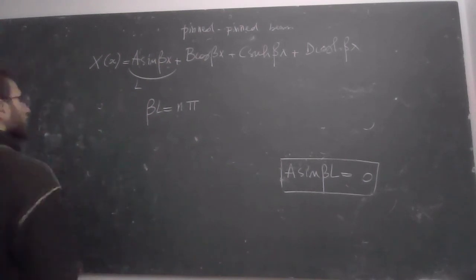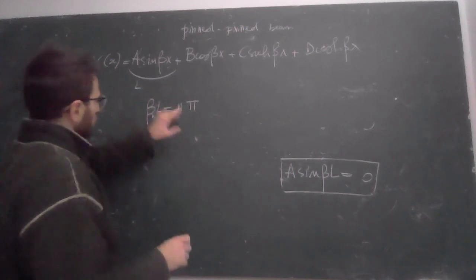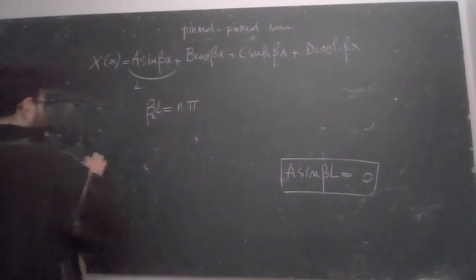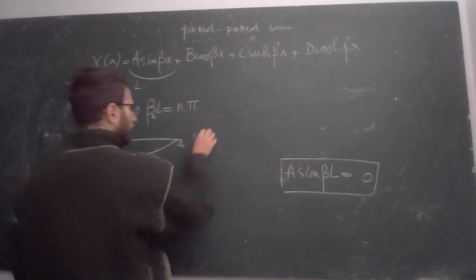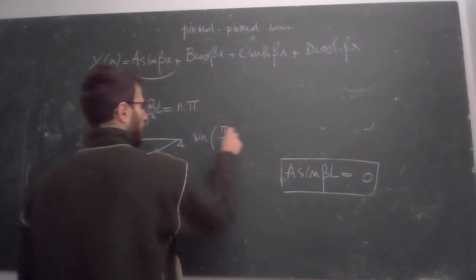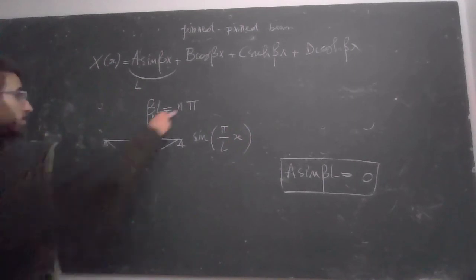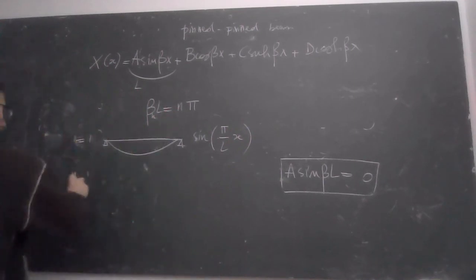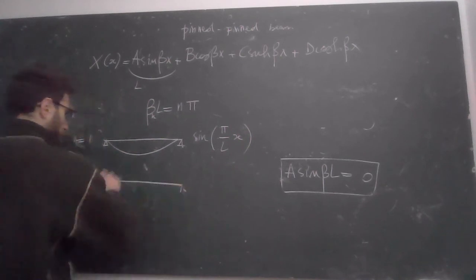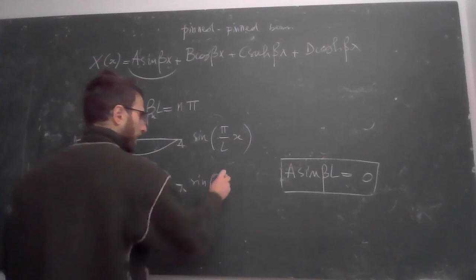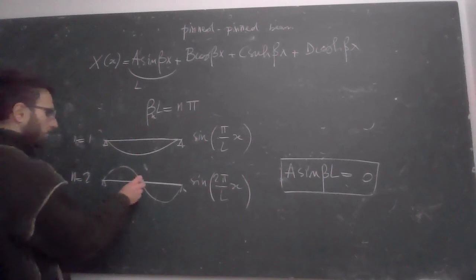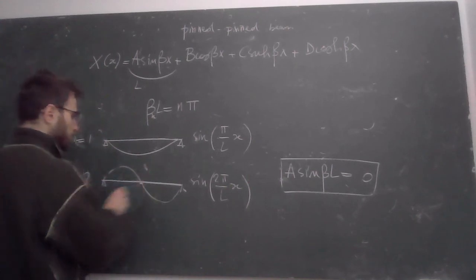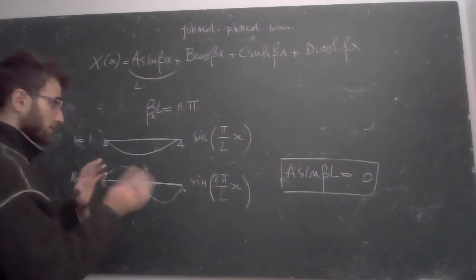We know beta n because we have infinite solutions, beta n. So when n is equal to 1, we have this shape, the sine of pi x over L. When n is equal to 2, we have sine of 2 pi x over L, and so on. We have symmetric, antisymmetric, symmetric, antisymmetric waves, a sort of specularity between wave and mode.